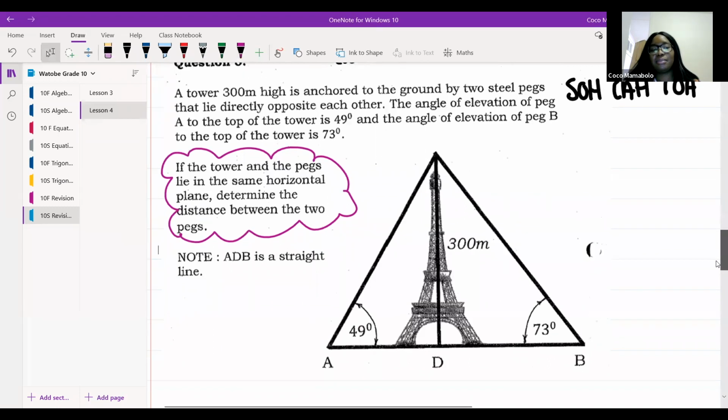Any ideas? Not adjacent. Aha, Rita, there we go. We are calculating for the distance between the 2 pegs. So they say that one of the pegs is A and the other peg is B. So we are calculating for the distance between A and B. But can we jump straight from A to B?